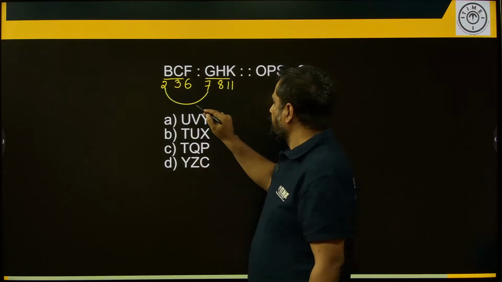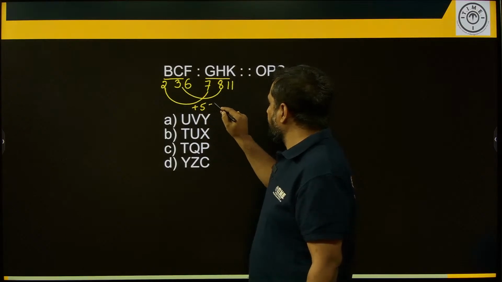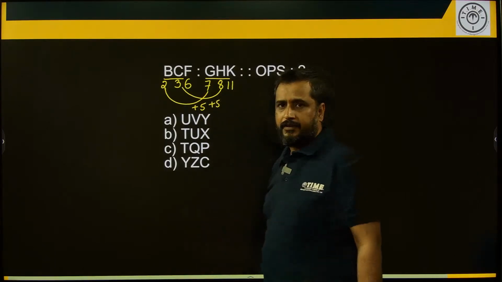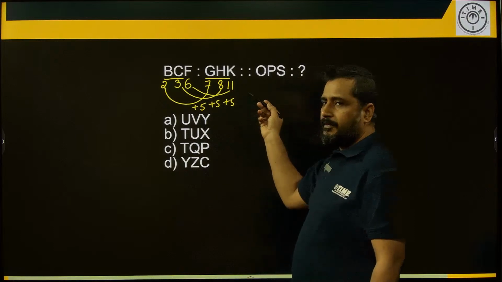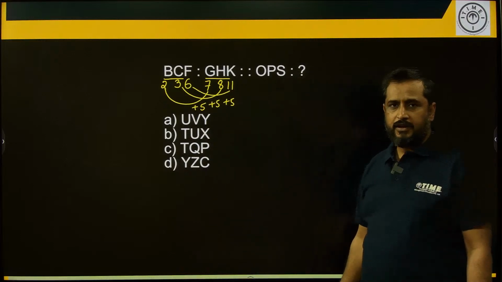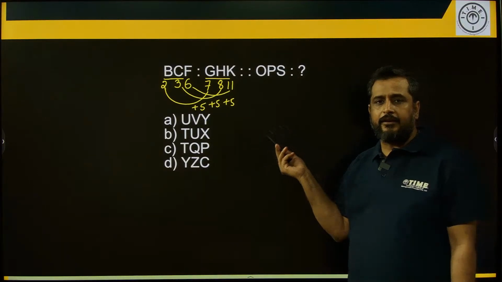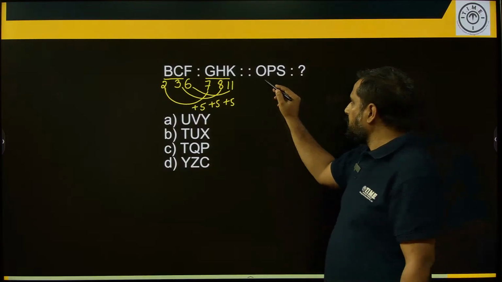2 to 7, plus 5 is happening, increased by 5. 3 to 8, plus 5 is happening. 6 to 11, plus 5 is happening. So plus 5, plus 5, plus 5 is the proper logic. Now apply the similar logic in the right side pair as well. Now write the position values.